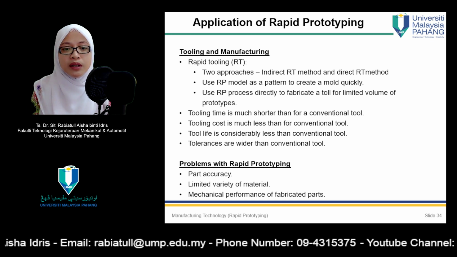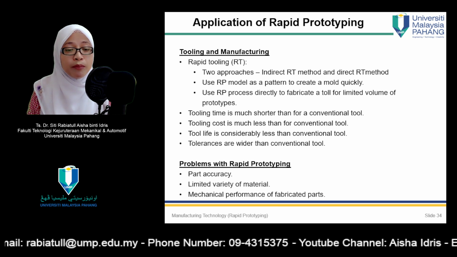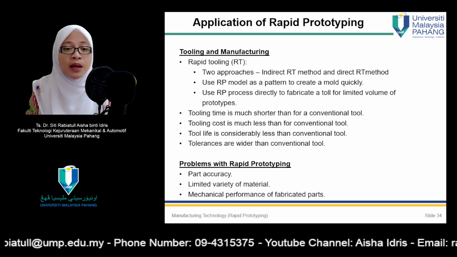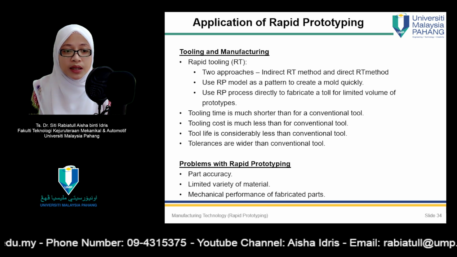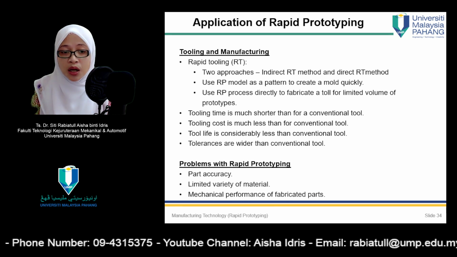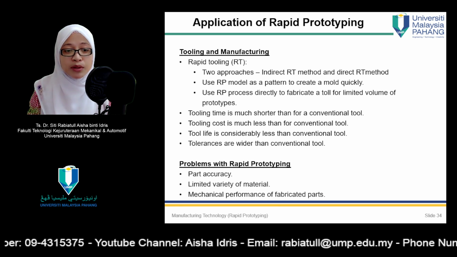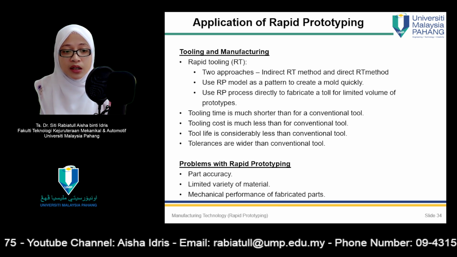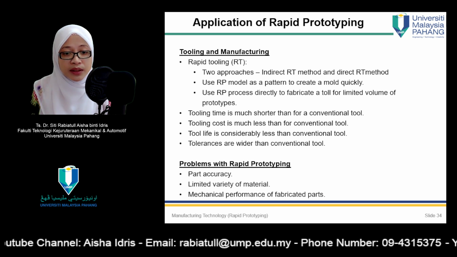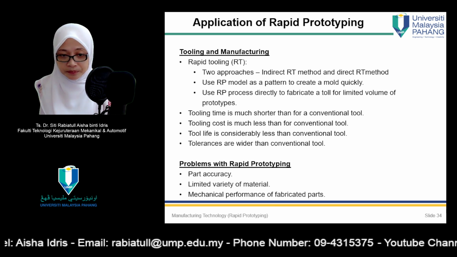For example, for indirect RTM, number one, use of an RP fabricated part as the master in making a silicone rubber mold that is subsequently used as a production mold. Number two, RP patterns to make the sand molds in sand casting. Number three, fabrication of patterns of low melting points in limited quantities for investment casting. And number four, making electrodes for EDM.